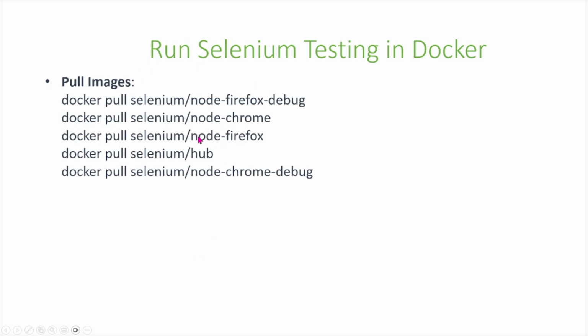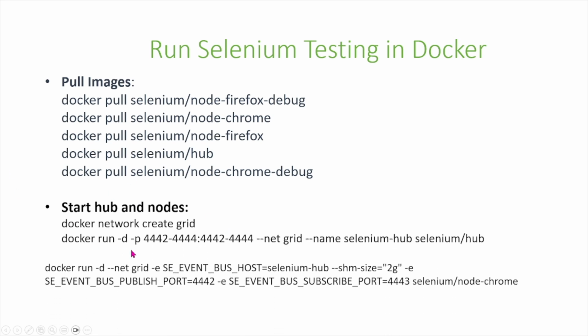After we pull the images, there are also other images that you can pull. There are images for nodes as well for the Selenium Grid architecture. So we have nodes for Firefox, nodes for Chrome, and then we also have the Firefox debug and the Chrome debug, and then the hub as well. After this, you also have to start the hub and node. So docker network create grid. These are the commands that you run in order to start it.